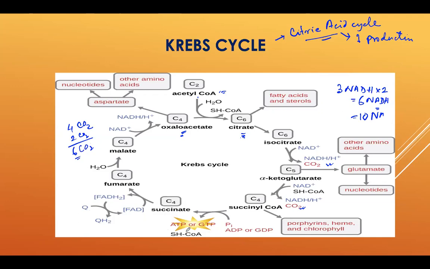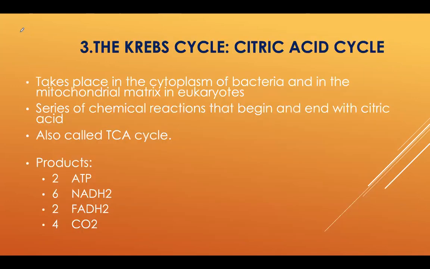Another thing happened, so ATP, only 1 from one acetyl-CoA means ultimately 2 ATP is going to be produced. Okay. Another new thing is going to be produced over here, that's the FADH. So basically 2 FADH is going to be produced during the cellular respiration. So that's the net production of the Krebs cycle. So 2 ATP, 6 NADH, 2 FADH, and 4 carbon dioxide, that's the net production.